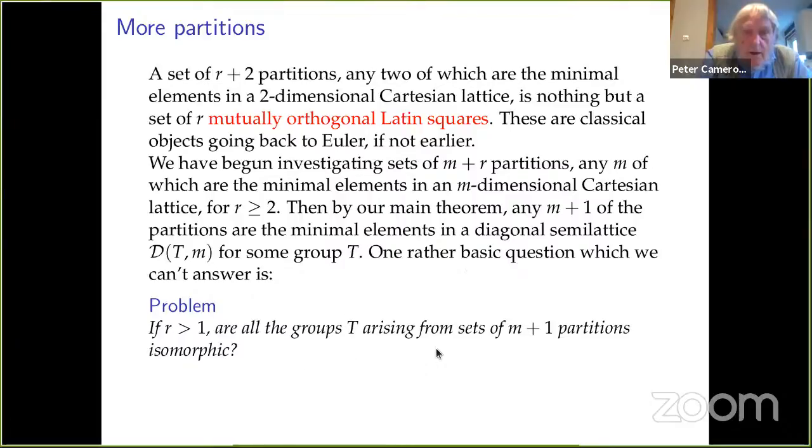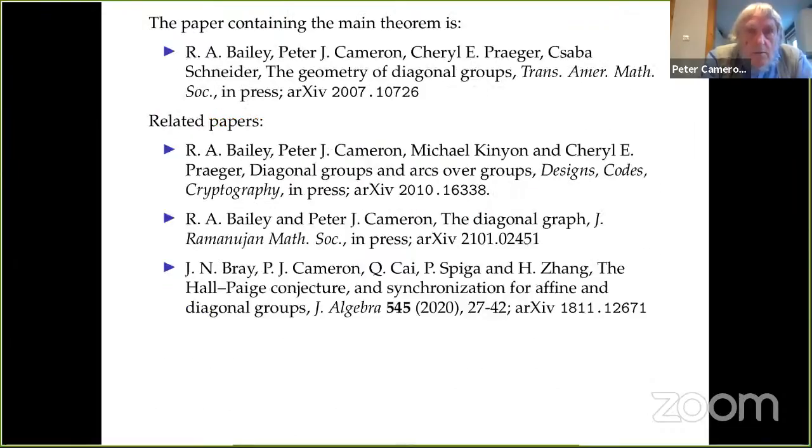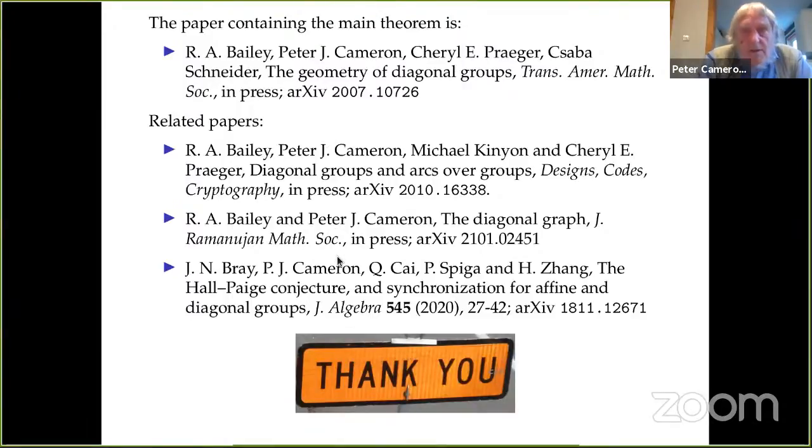So any M plus one partitions will give you a diagonal semilattice, which comes from a group. And we don't know if all these groups are necessarily isomorphic. So that's an unknown question. And it's false in the case M equals two. There are examples where you can have different groups. So I will just say, here are some papers that you might be interested in reading. And I'll stop there. So thank you for your attention.